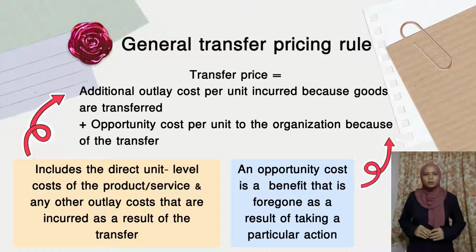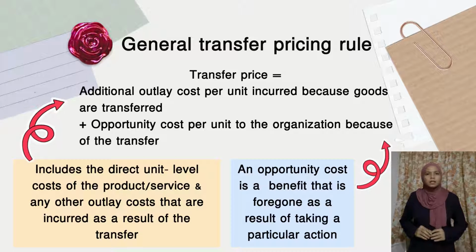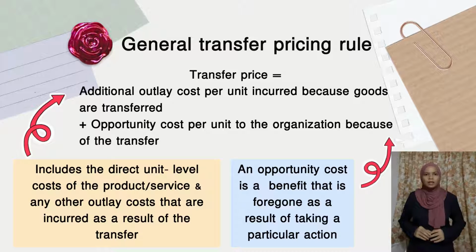Additional outlay cost per unit incurred because goods are transferred includes the direct unit-level cost of the product or service and any other outlay costs that are incurred as a result of the transfer. As for opportunity cost per unit to the organization because of the transfer, an opportunity cost is a benefit that is foregone as a result of taking a particular action.